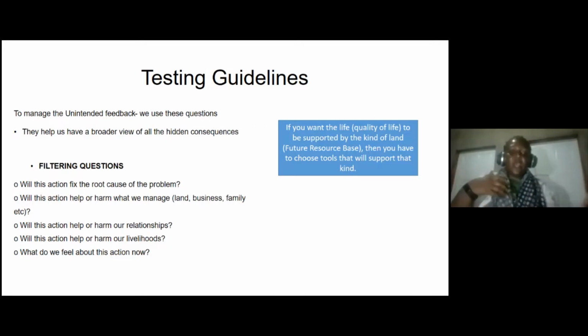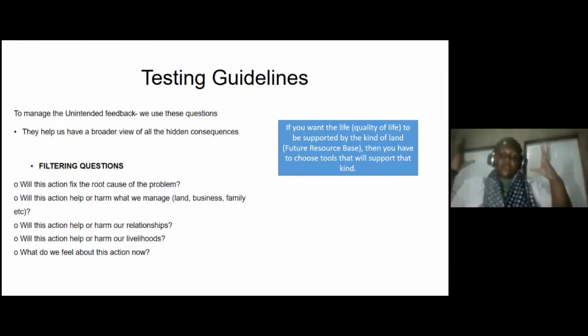Will this action help or harm what we manage? If you're spraying, you're harming many more things, and sometimes people end up having diseases that come from the toxins of the sprays. Yet you meant well, you want to take out the locusts, but then you missed everything else that will be impacted. And then, will it harm our relationships? Will this action help or harm our livelihoods? What do we feel about this action now?